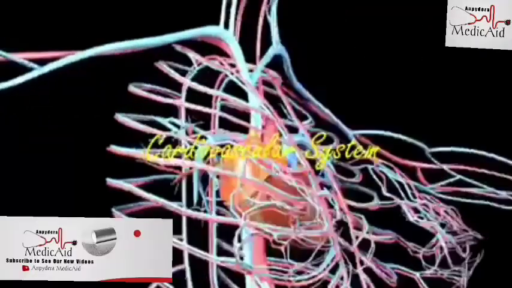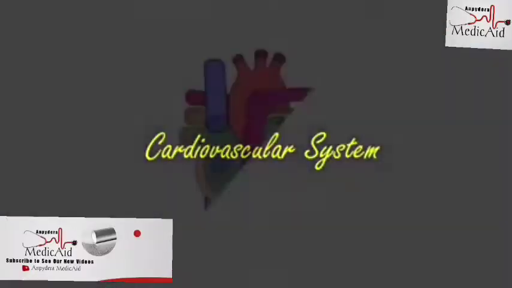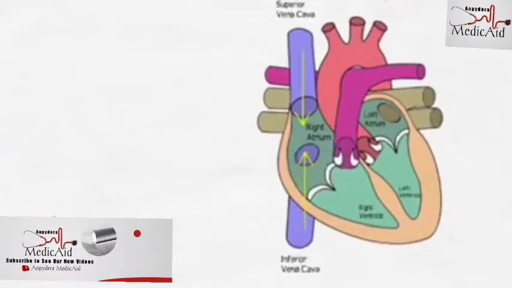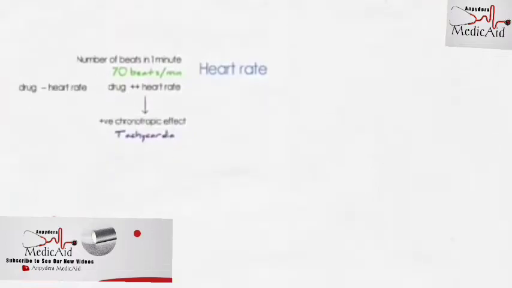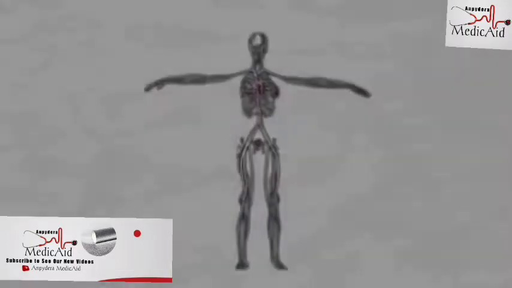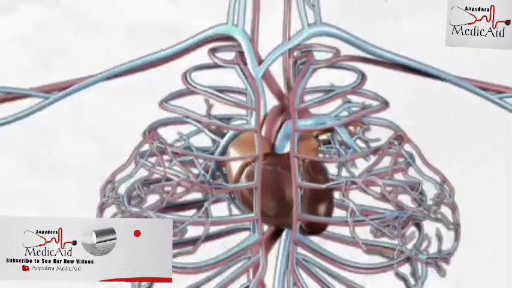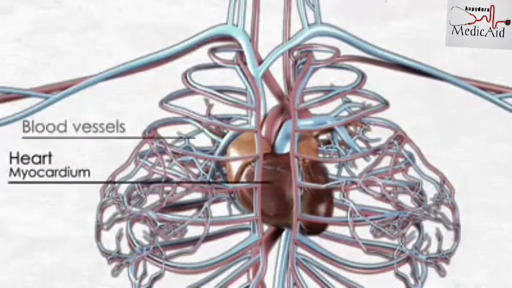Discussing the cardiovascular system. This video will be a brief introduction to CVS, including some basics and important definitions you should know before going through the upcoming lectures. The cardiovascular system consists of the heart, also known as the myocardium, and the blood vessels. The heart is the muscular pump of the body.